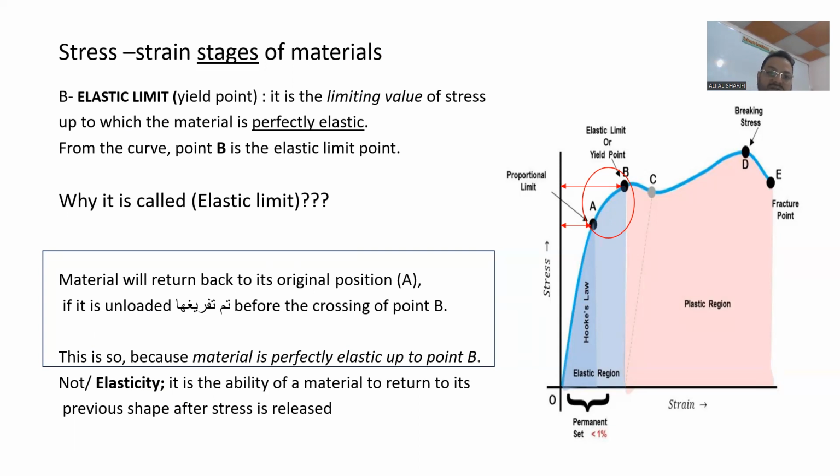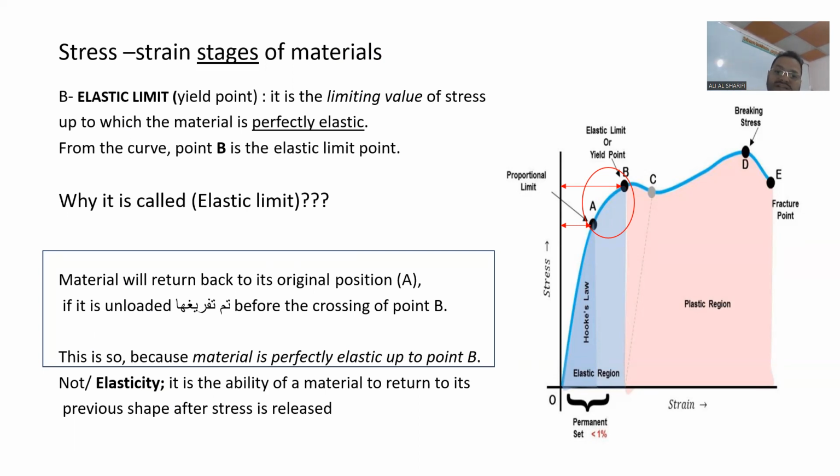From the curve, point B is the elastic limit point. Until we reach point B, the elastic region will be done. We will start another region, and I will illustrate it in the next slide. It's the plastic region.